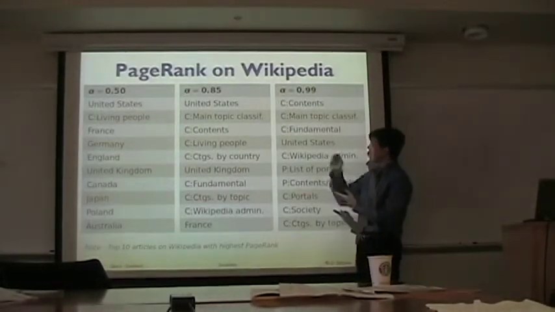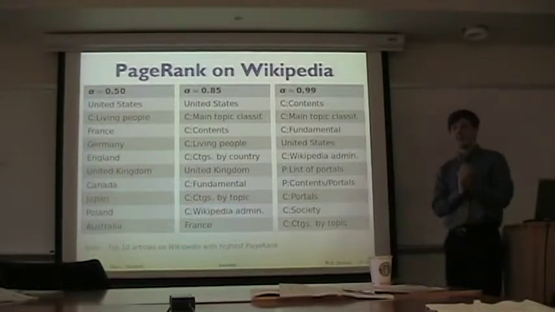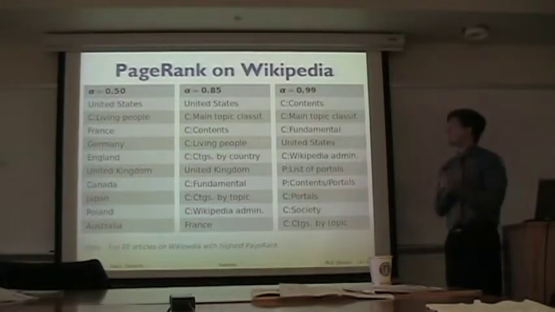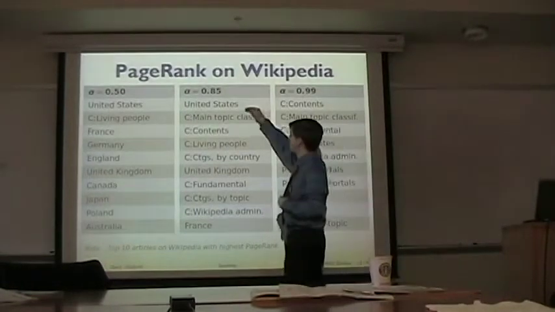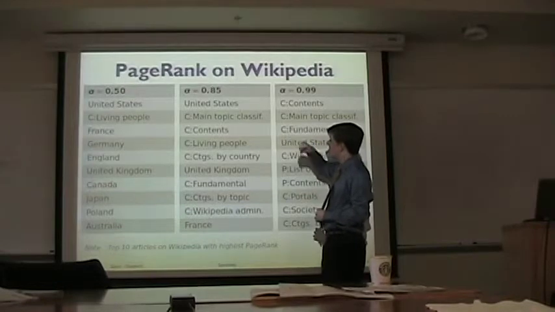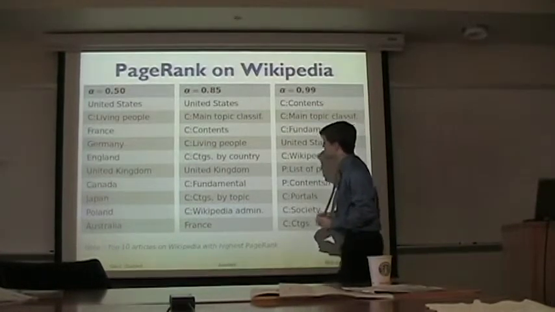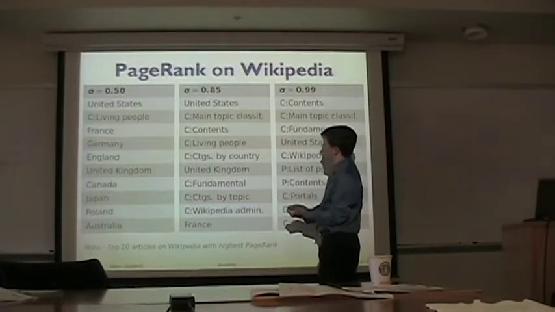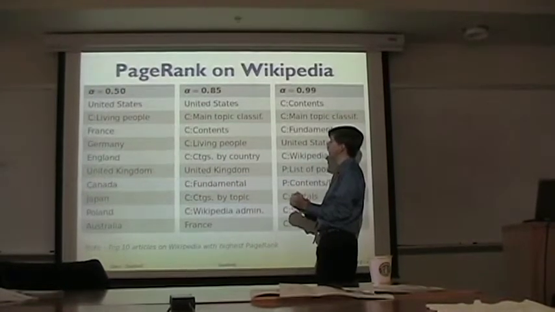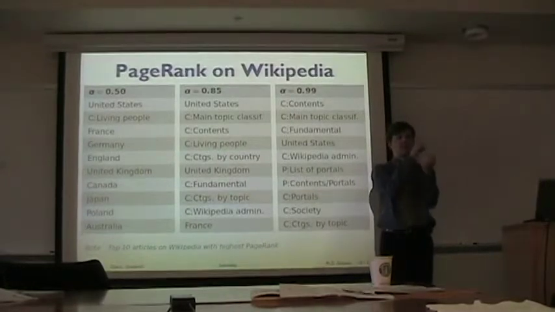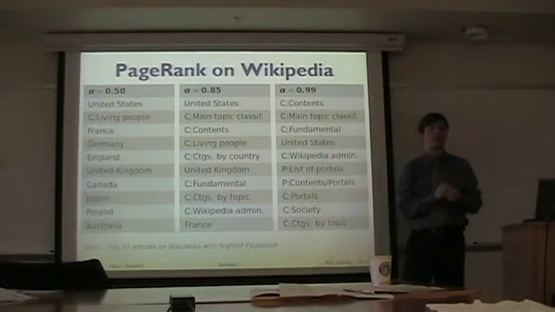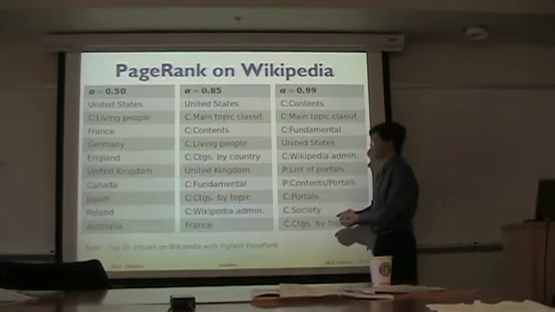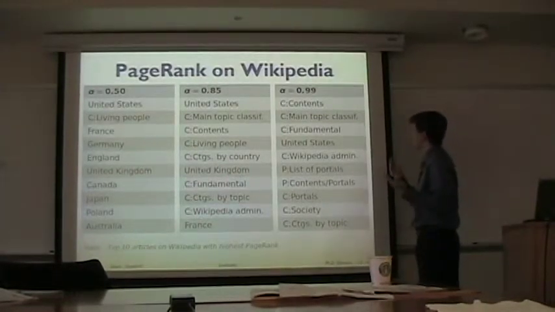If you change alpha a little bit, you increase it to 0.85. 0.85 is a particular value of alpha that's often regarded as the value of alpha because it's used most often in experiments. And what we find here is that the United States is still on top, but we actually get these other categories showing up out of the blue here. Some of these pages are main topic classification. The category of main topic classification is one of the root category pages that identifies how information on Wikipedia is hierarchically organized in some sense. We get a page on the contents. Living people gets bumped down. The United Kingdom gets bumped up above France in this particular one. They might be happy about that.